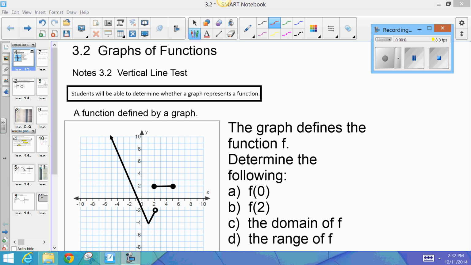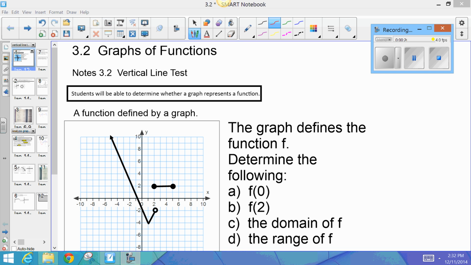This is a pre-calculus video on section 3.2. The name of the section is graphs of functions. The name of these notes is vertical line test. Before we get into the vertical line test, I just want to talk to you a few minutes about what it means to define a function by a graph.